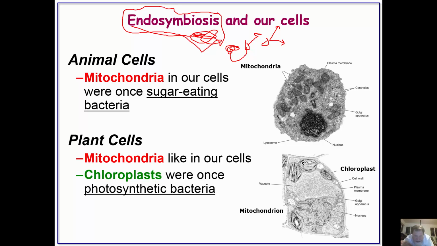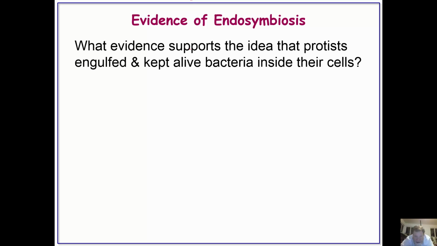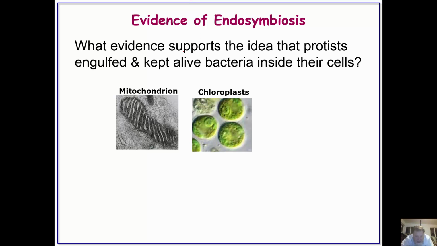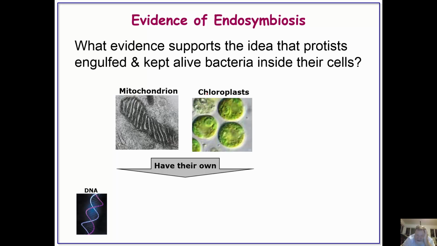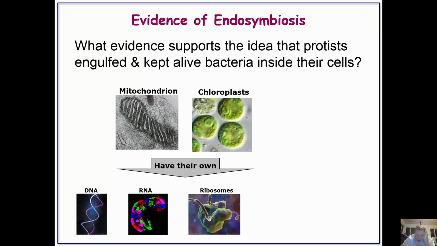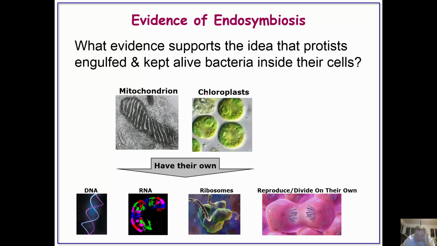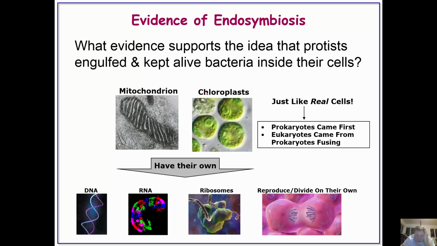And I think the more we look, the more we see it. In animal cells, mitochondria were once actually free-living, sugar-eating bacteria. Plant cells have mitochondria like our cells. They also have chloroplasts. And we think that the mitochondria, again through endosymbiosis, may be a little bit older than the chloroplasts. Evidence for symbiosis is that the mitochondria and chloroplasts look like organisms. What's really interesting is they have their own DNA, their own special RNA, their own set of ribosomes, and they divide very much like real cells.